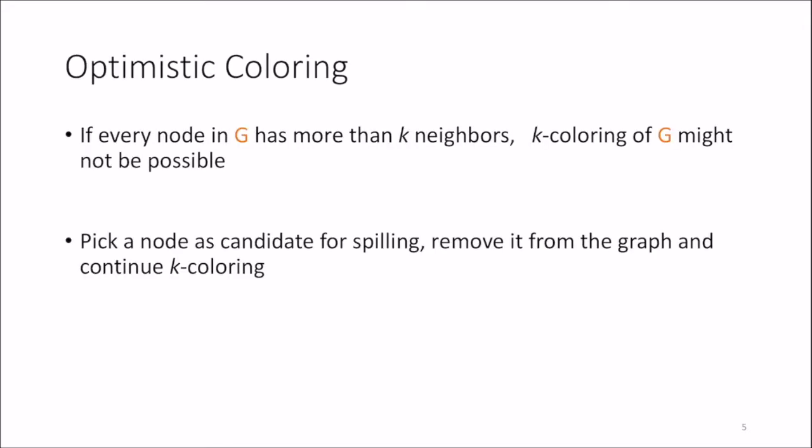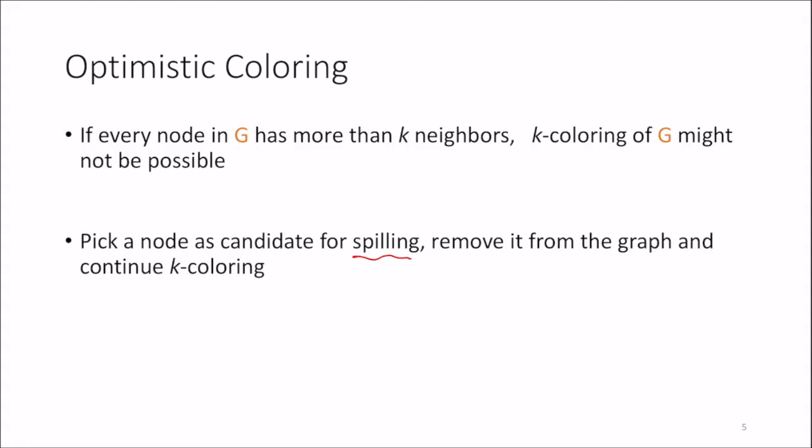So what we can do first is what's called optimistic coloring. Let's assume that we can k color it and do the same heuristic that we did before, where we remove nodes, push them onto a stack, and then pop each element out of the stack and assign them registers. We're going to use the same algorithm, except we also know that the k coloring might not be possible. And if it's not possible, then we pick a node as a candidate for spilling and remove it from the graph and then continue k coloring.